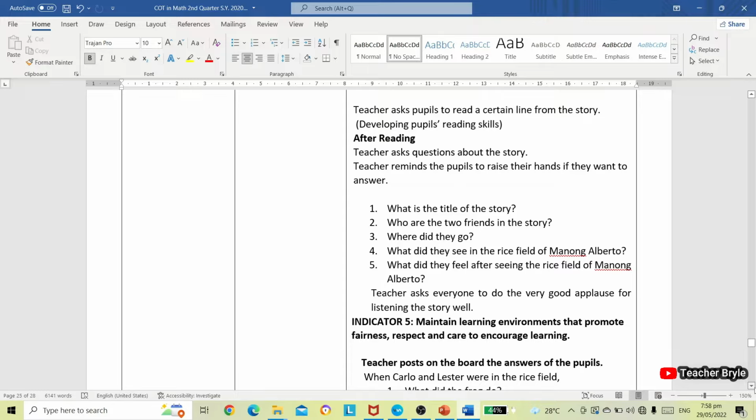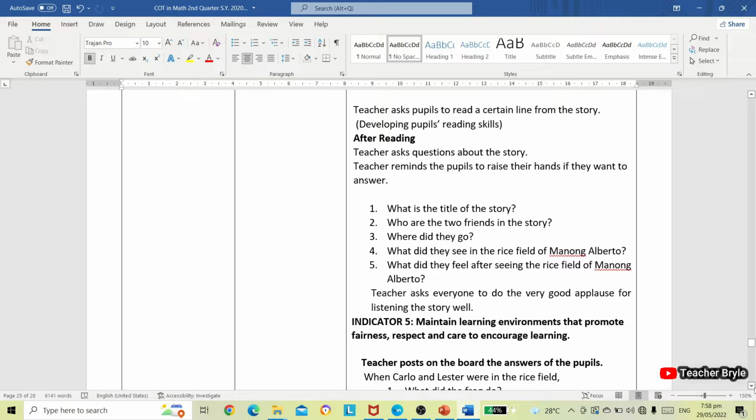Number 1. What is the title of the story? Number 2. Who are the two friends in the story? Number 3. Where did they go? Number 4. What did they see in the rice field of Mang Alberto? Number 5. What did they feel after seeing the rice field of Mang Alberto?